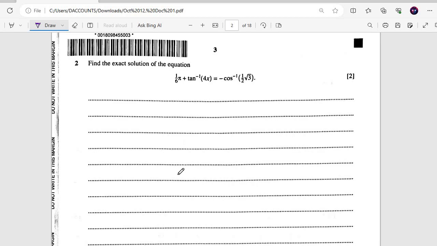Question number 2. We are asked to find the exact solution of the equation.